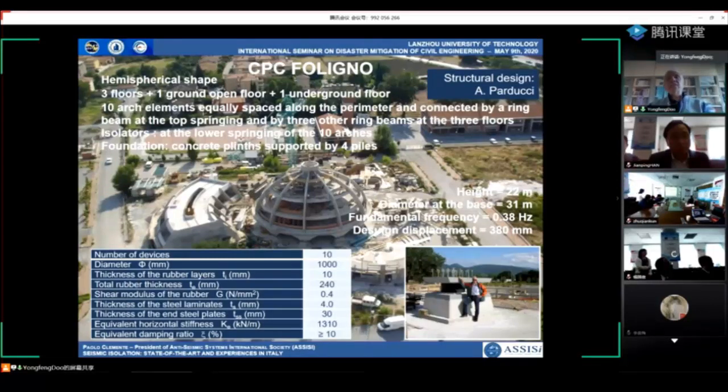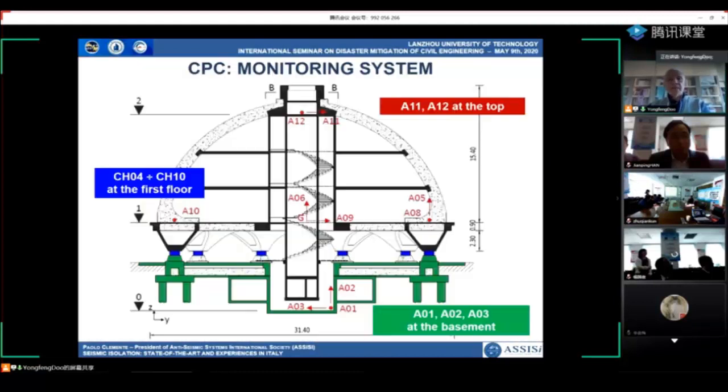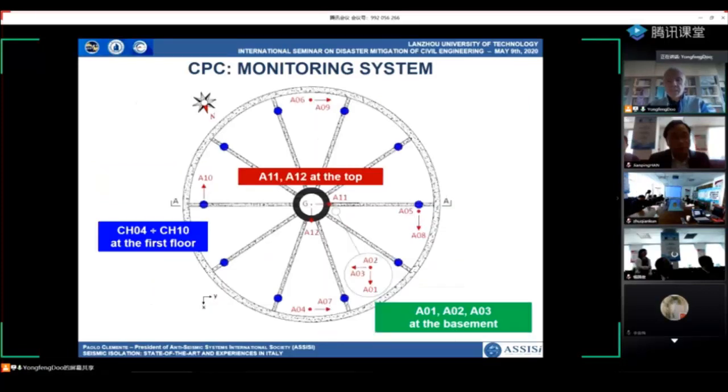It has been instrumented by means of 12 accelerometers. 1, 2, 3 are at the basement, as you can see. From 4 to 10 are at the first floor, just above the isolation devices, and 11 and 12 are at the top of the building. This is still the isolator deployment, and a plan view of the isolator deployment.